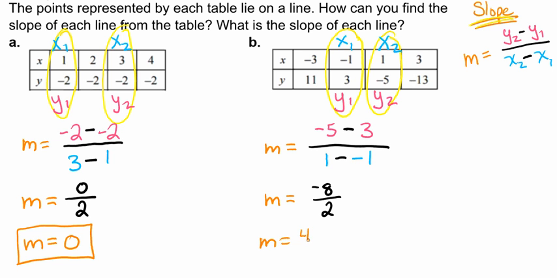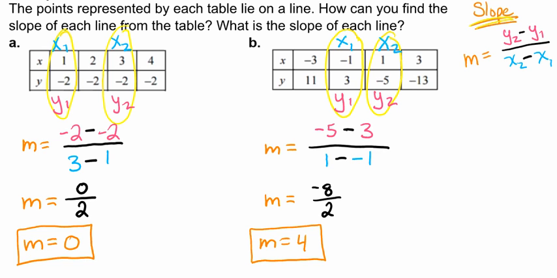Sometimes it's referred to as 4 over 1. So you rise 4 and you run 1. So a slope of 4, a positive slope of 4. And so that is how you calculate the slope given two tables of values.